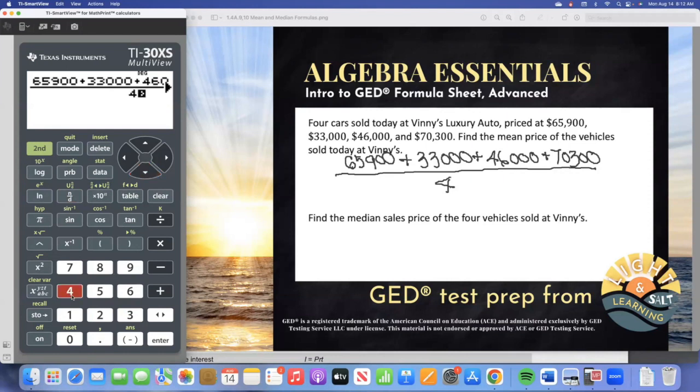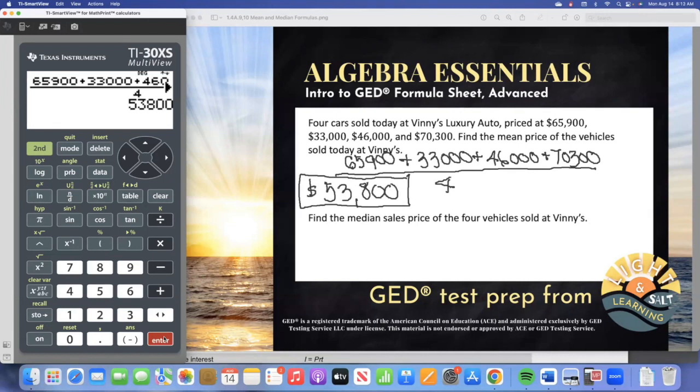And I'm going to divide that entire total by 4. I press enter and there we go. I got the mean. The mean of this data, also known as the average, is $53,800. All right. Next one says find the median sales price of the 4 vehicles sold at Vinny's.